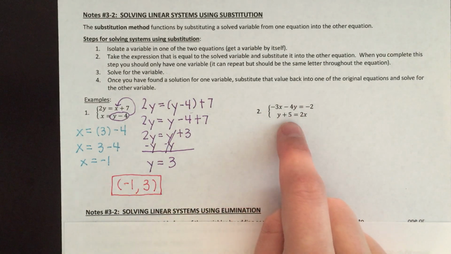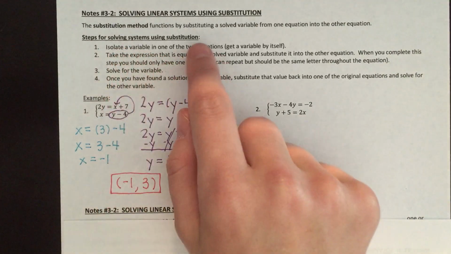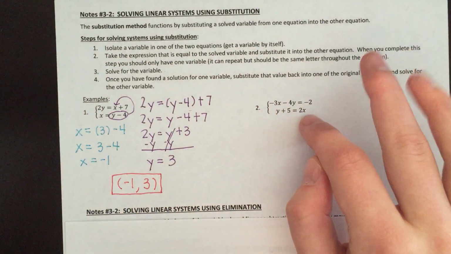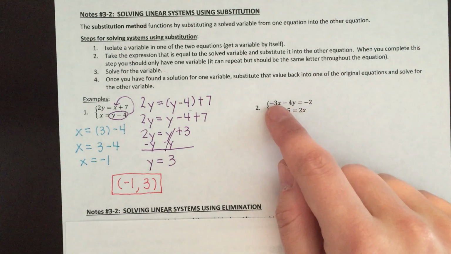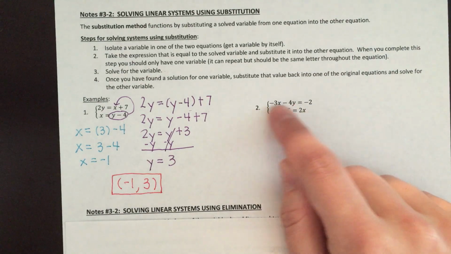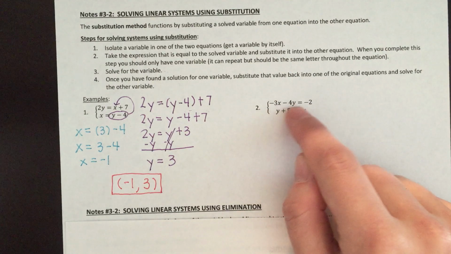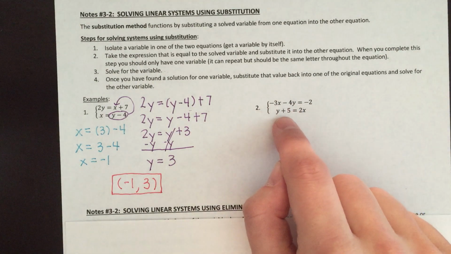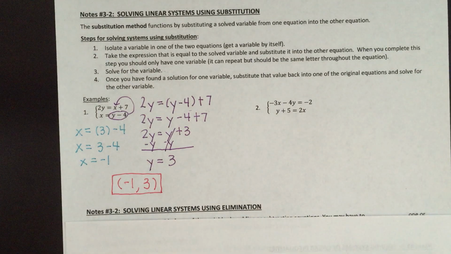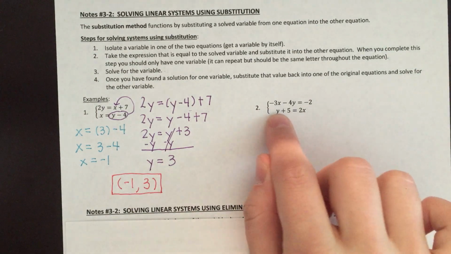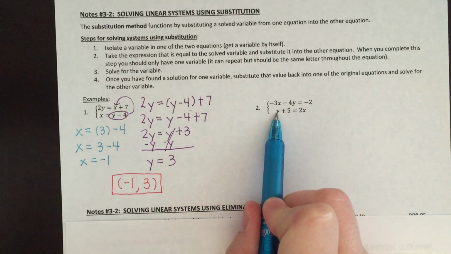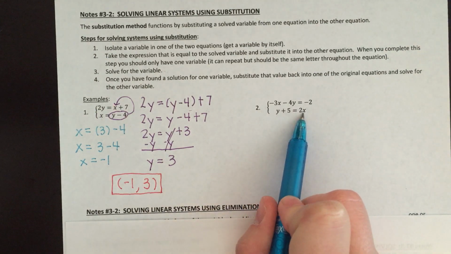So here, starting over at our steps, isolate a variable in one of the two equations. Get a variable by itself. So not so lucky here. We don't have a variable that's all by itself. X and y are both on the left. They've got numbers in front of them. This equation is messy. Don't even want to mess with that one. Look at this equation. Okay, yes, there's not a variable by itself, but it would be real easy to get a variable by itself. I could either get y by itself or x by itself.